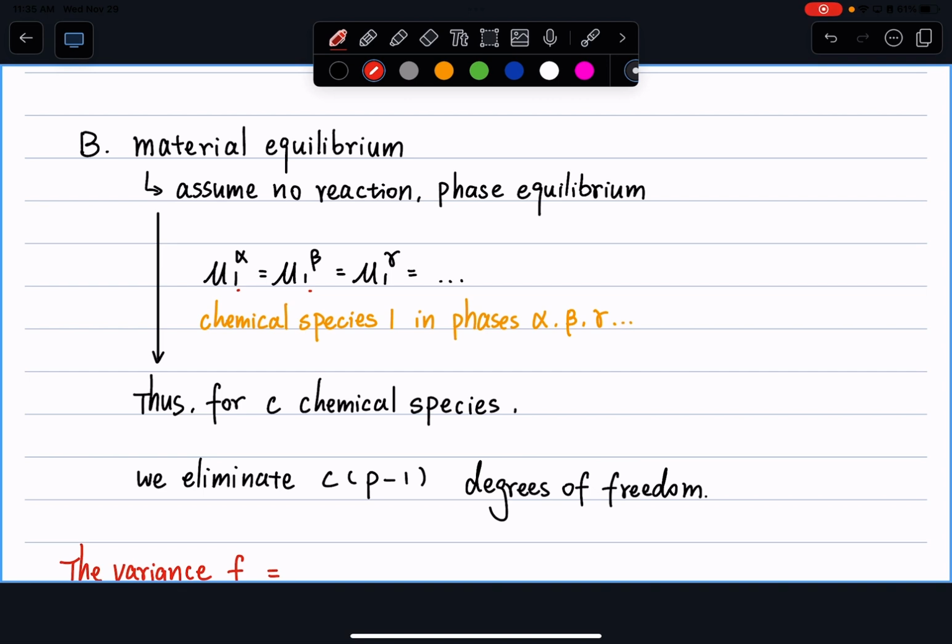If we generalize this observation, every chemical species is in equilibrium across the different phases, so you have C times P minus 1 relations, which is a degree of freedom minus that amount. With me so far? So taking these two relations into consideration, what do we have?